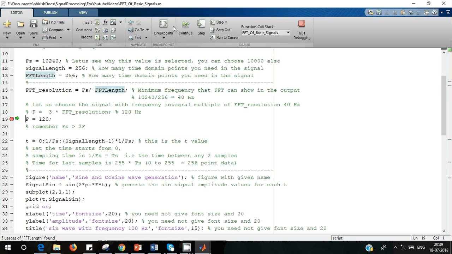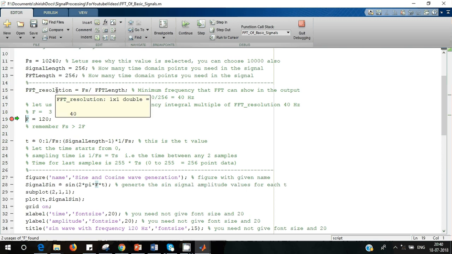If you step in, you can see we have the Fs of 10240. The FFT length is 256. So the entire sampling range, which is 10240, ranges from minus Fs by 2 to plus Fs by 2. Each point has a frequency value of 40 hertz. Okay, so each point has a frequency value of 40 hertz.